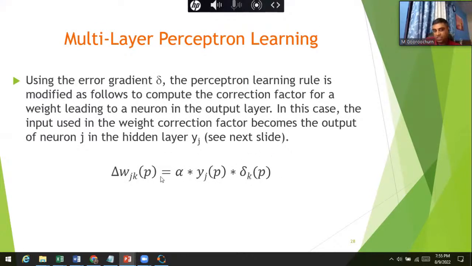If you look at this result, that is very similar to the perceptron learning rule. That was alpha. Now, I've written y here. I'll explain in a few minutes why. But let's just come back to the perceptron learning rule. It was alpha times x times e. Now I'm replacing my e by delta. What is delta actually? Delta is the error gradient.